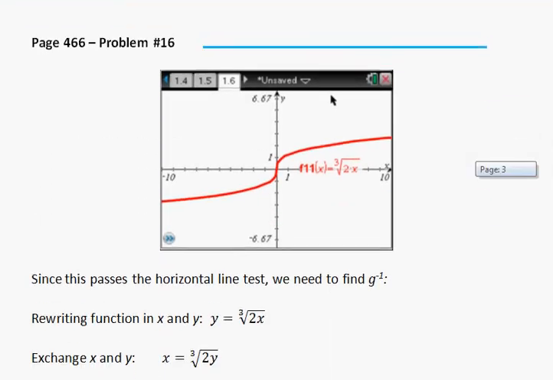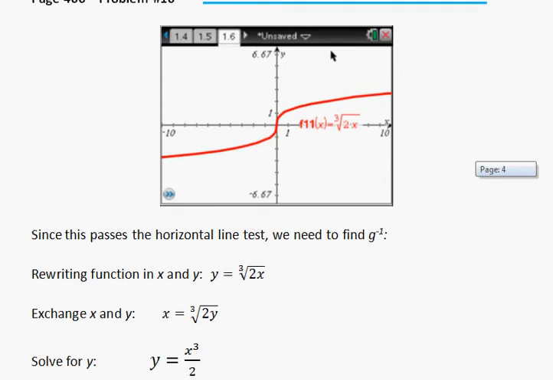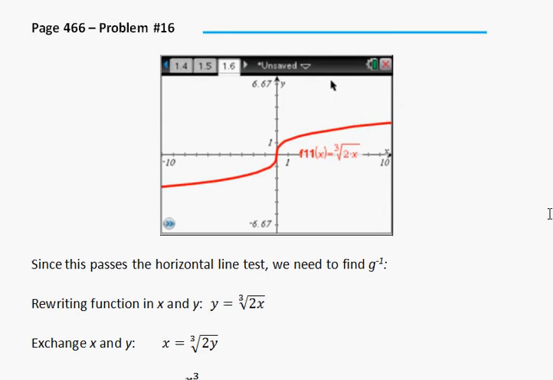Now problem 16, they want you to check this with the horizontal line test. So I have a horizontal line here. This is very similar to one of the other ones that we did, and you can see the dashed line as it goes down. As I move this down, it's not going to cut this in any more than one spot. So this does pass the horizontal test. So we need to find g inverse.